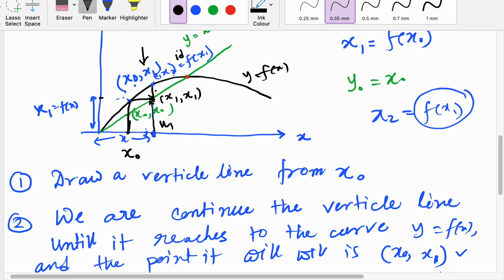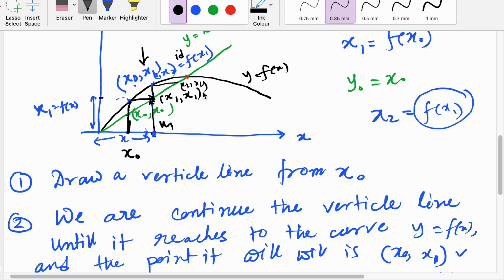And you see, I don't have to go this far. If I only go to the identity axis, and from the identity axis draw a vertical line, it will give me a point that is x1, x2. And if I continue this process, after getting this point, if I draw a horizontal line, it will cut here somewhere. That point will be again x2, x2.